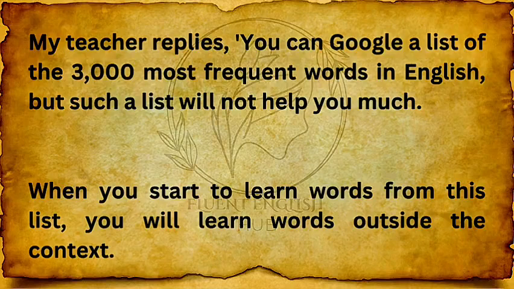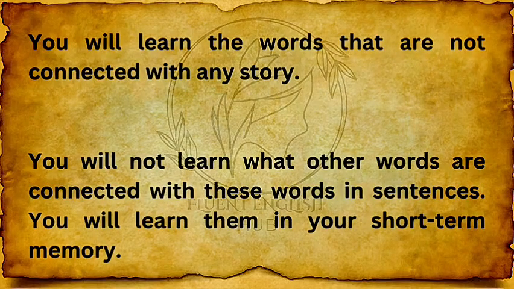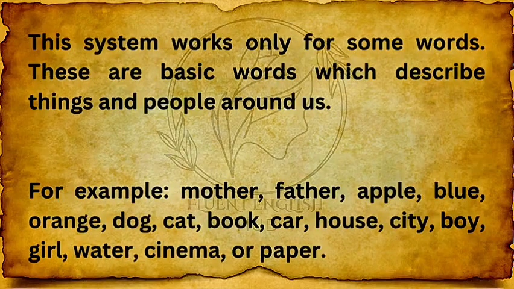When you start to learn words from this list, you will learn words outside the context. You will learn the words that are not connected with any story. You will not learn what other words are connected with these words in sentences. You will learn them in your short-term memory. This system works only for some words. These are basic words which describe things and people around us. For example, mother, father, apple, blue, orange, dog, cat, book, car, house, city, boy, girl, water, cinema, or paper.